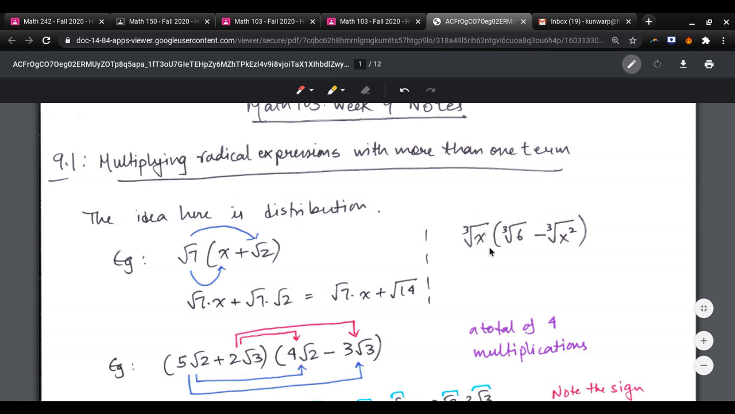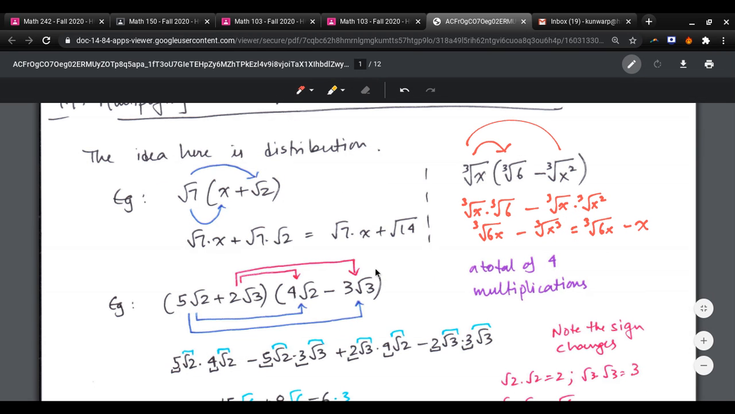which becomes root 7x plus root 14. For examples here, that's going to be cube root of x times the cube root of 6 minus the cube root of x times the cube root of x squared. Now because they are both cube roots, I can combine them as cube root of 6x minus cube root of x cubed. And I can simplify them one step further. Cube root of 6x remains cube root of 6x, but cube root of x cubed becomes an x.